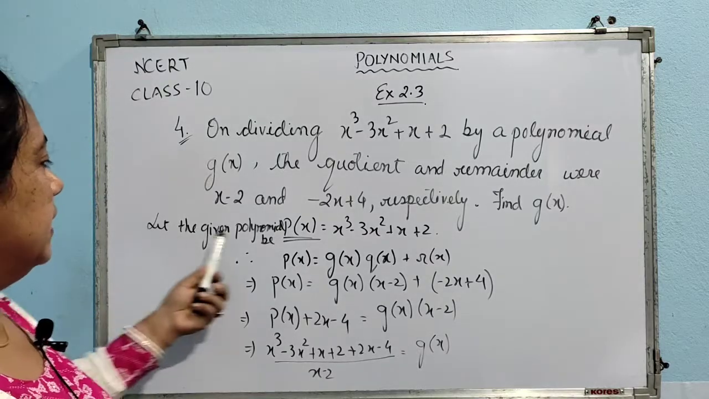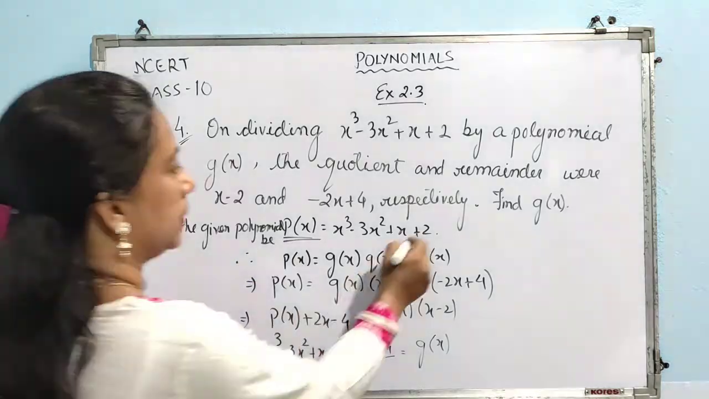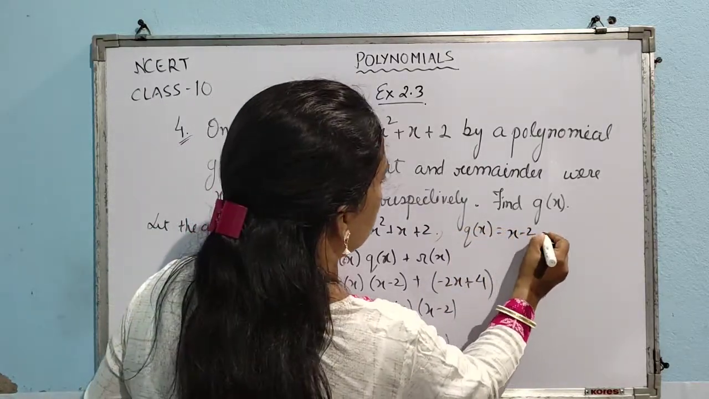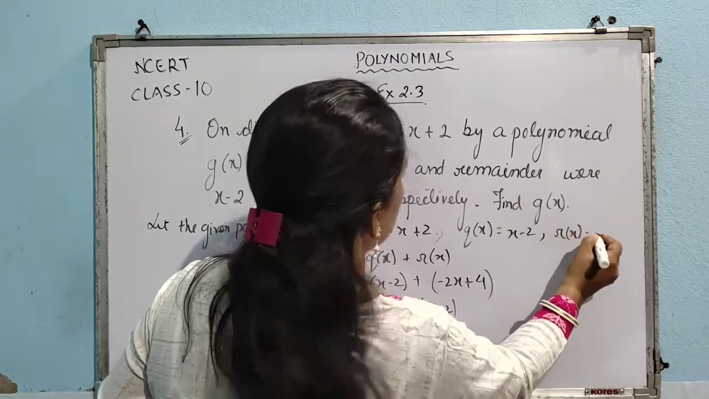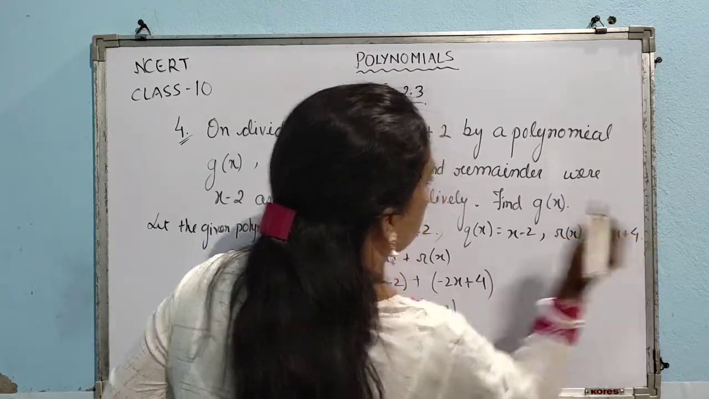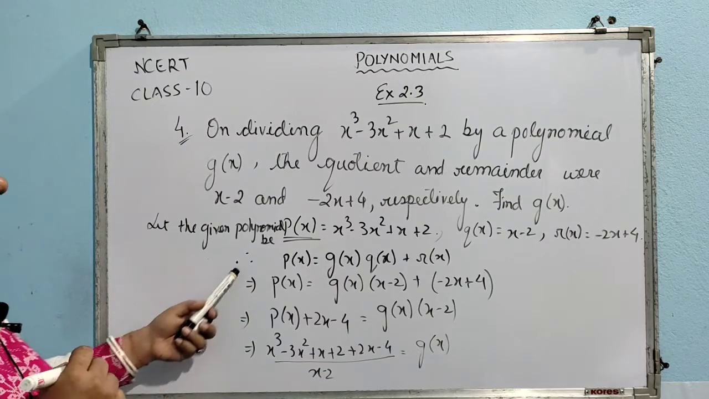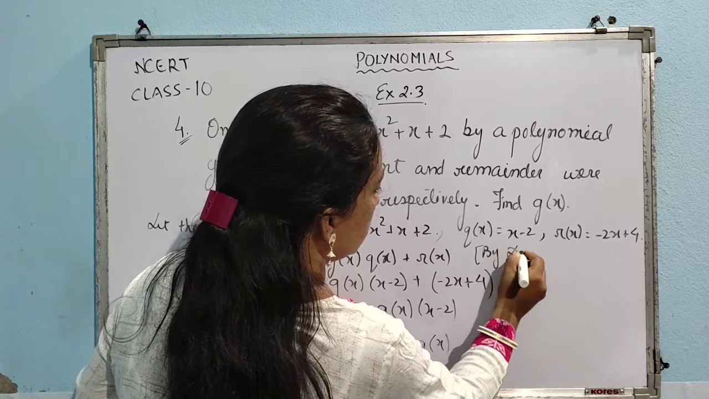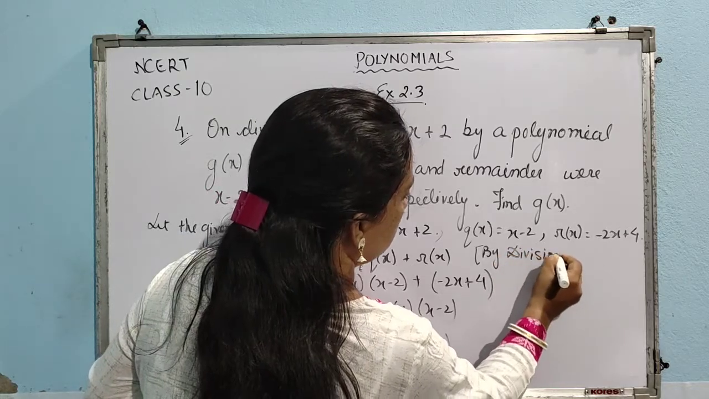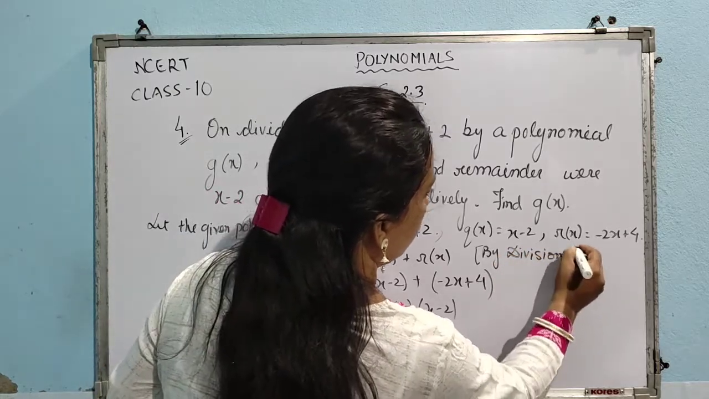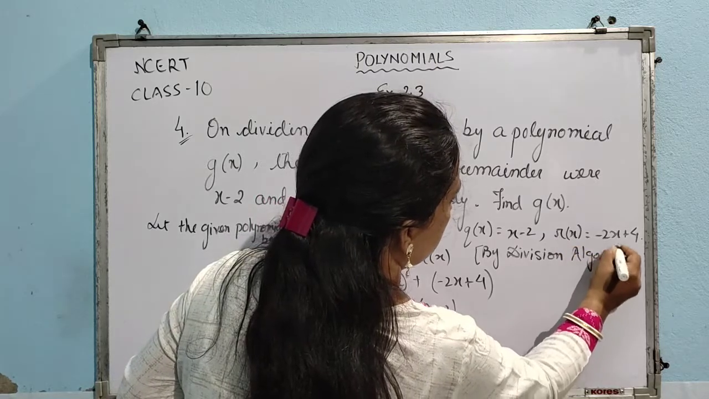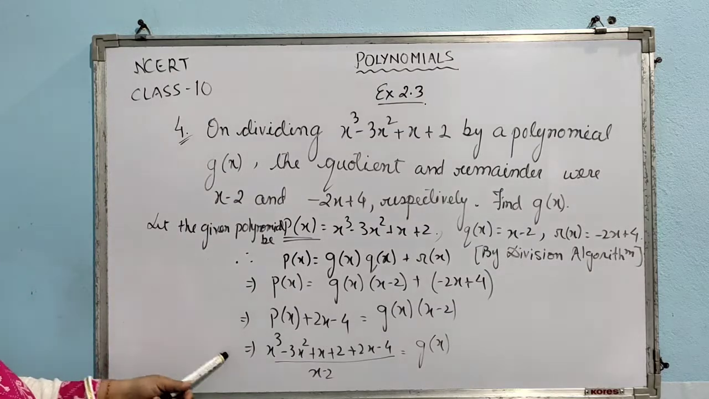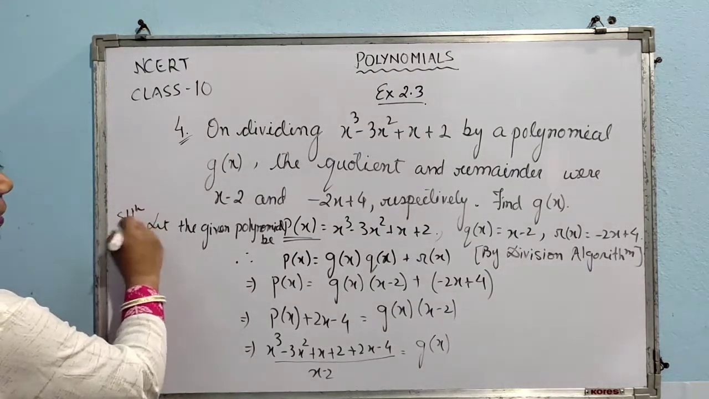Okay, so we can start. Let the given polynomial be this. Then q of x is given to be x minus 2 and r of x is given to be minus 2x plus 4. Therefore this is equal to this, by the division algorithm of polynomials. Now we can simplify this one. From here the solution starts.